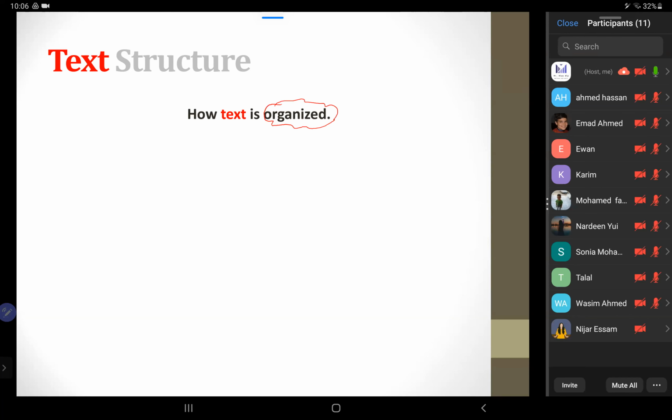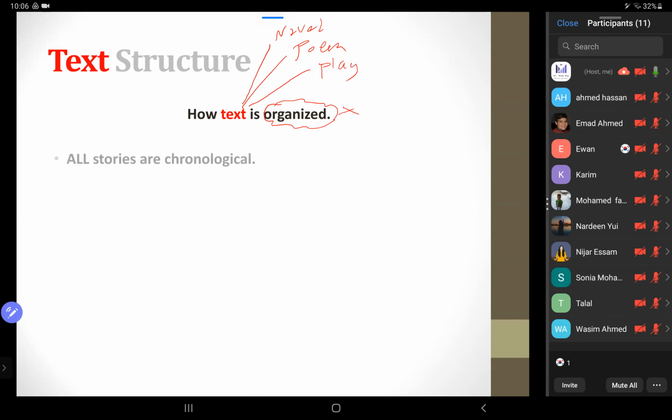And what does it mean, text? Text can be anything, by the way. Text can be a poem, can be a song, can be a play, can be a short story, novel, an essay. Text means anything written, or even a song, it was a text before somebody sings it. So this is what we are discussing, how the text is organized. So let's see different types of organization.